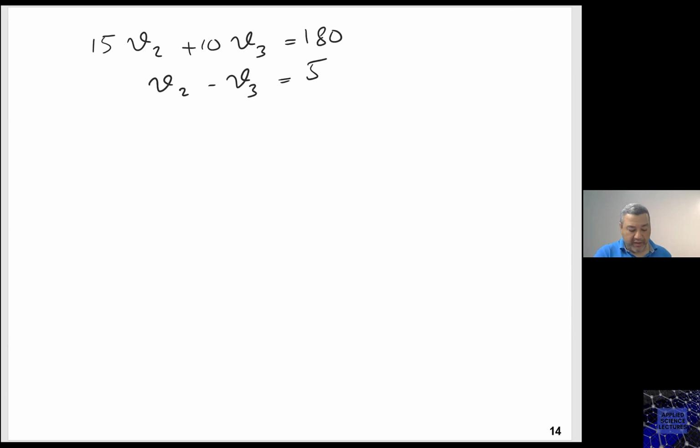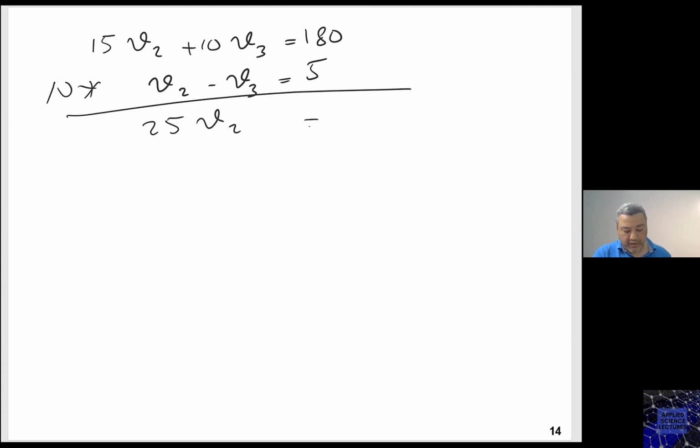You can multiply this by 10 if you want and add it. So here, 10 V2, 15, 25 V2 equals 180 plus 50 is 230. Then V2 is 9.2 volts. So V2 is 9.2 volts.